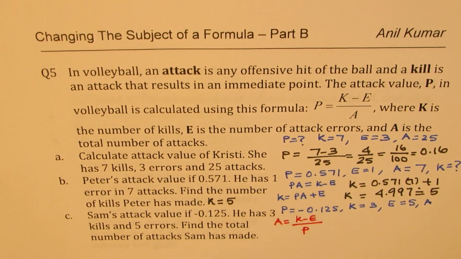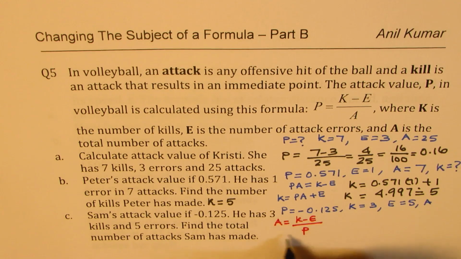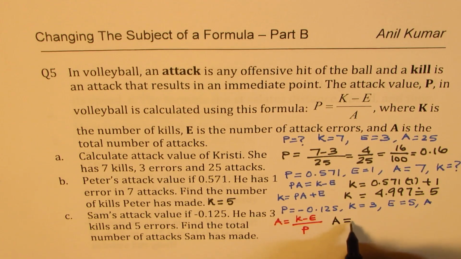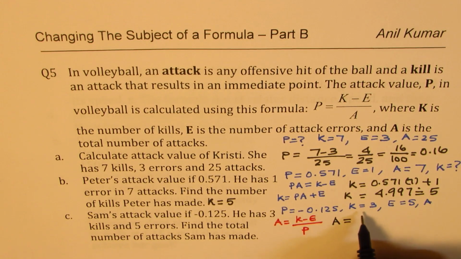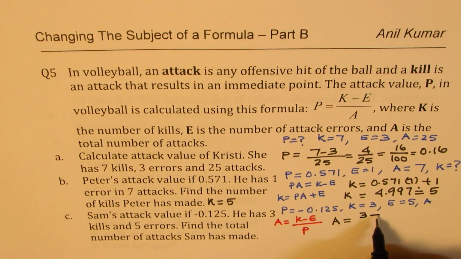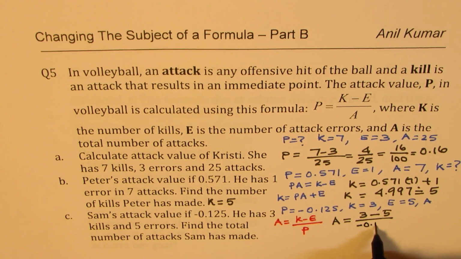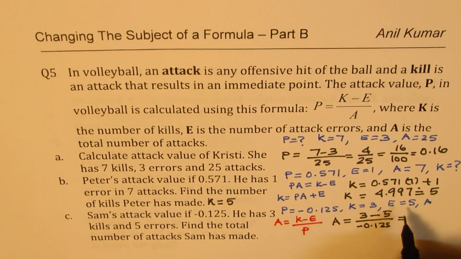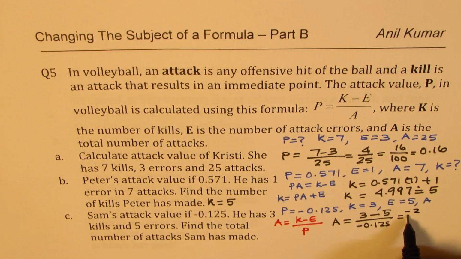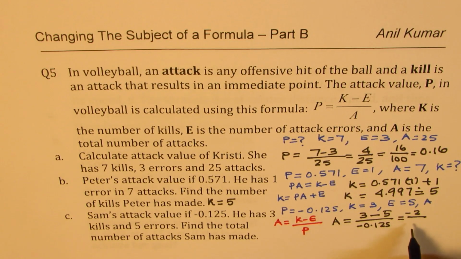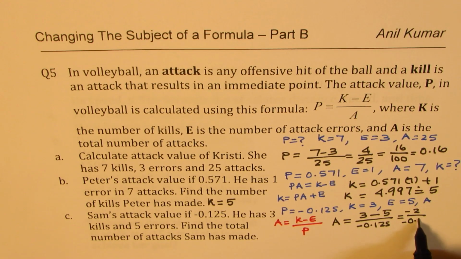So it will not mess up like it messed up last time. Now we need to find the value of A. We have already rearranged the formula, so we can write A equals K, which is 3, minus errors, which is 5, divided by the value of P, which is minus 0.125. Correct? So that is what it is. Basically, both negatives will become positive. So as expected, we get a positive answer, right?